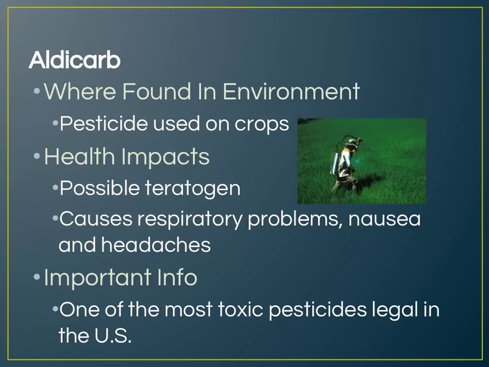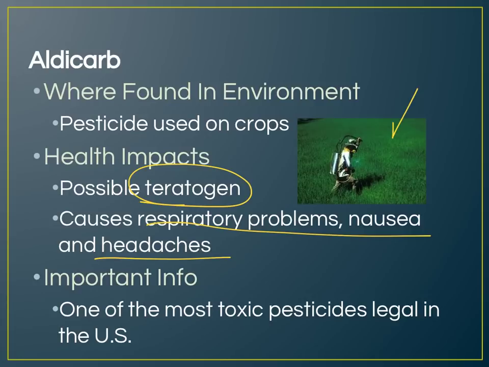The next one is Aldicarb, and it is legal. So this one is still used as a pesticide. It's a teratogen, which causes birth defects. There's a lot of data that shows that it is a teratogen. Now, the biggest issues are really for your farm workers, but you want to make sure that when you buy fruits and vegetables that are not organic, that you wash them thoroughly to get off any of the pesticides from them. And again, it's highly toxic and it is legal.